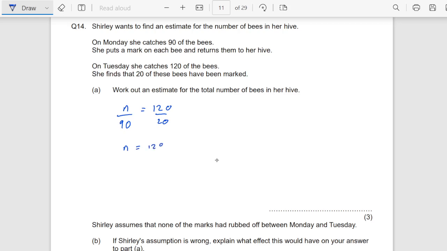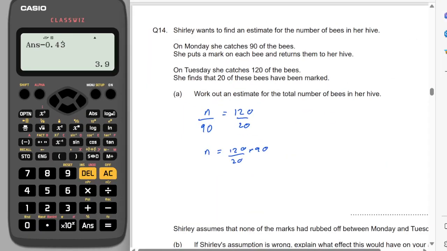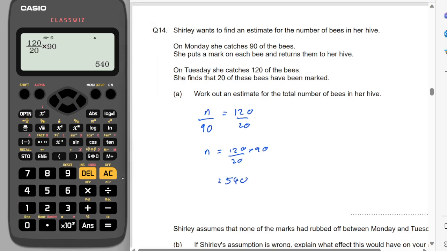So n is going to be 120 divided by 20 times by 90. Still works through exactly the same way, because if n over 90 is equal to 120 over 20, then it's also true that 90 over n would be equal to 20 over 120. So we'll go to our calculator, although what do we expect it to be? That's going to be 6, and 90 times by 6, so 540. Right, 120 over 20 times by 90, 540. So that's our estimate for total number of bees.